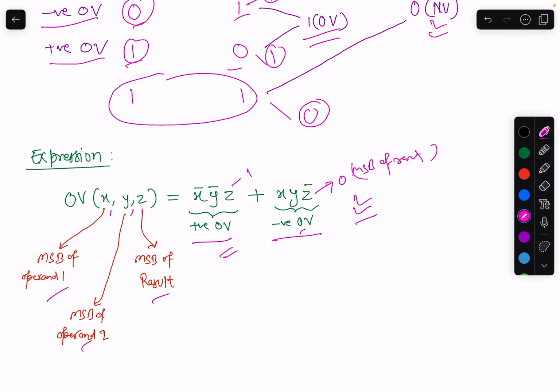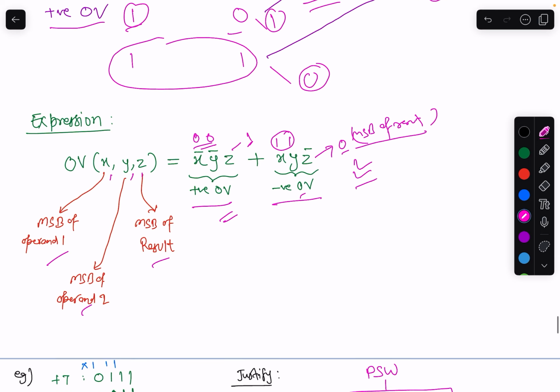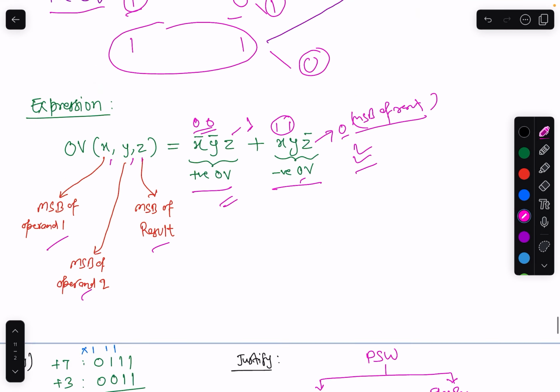And of course, if the MSB of the result is 0, the MSBs of operand 1 and 2 should be 1 1. And if the MSB of the result is 1, the MSBs of operand 1 and 2 should be 0 0, then only there is overflow. So these are the conditions for the overflow.